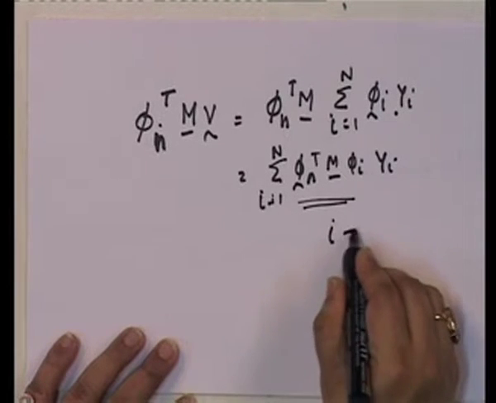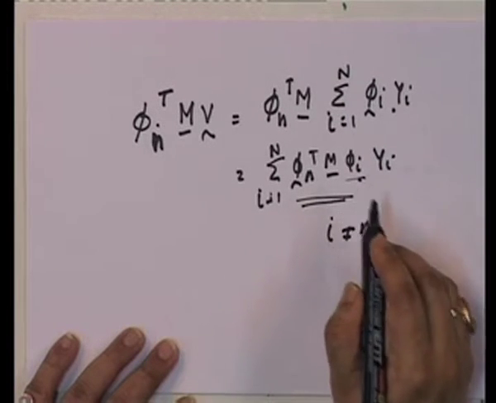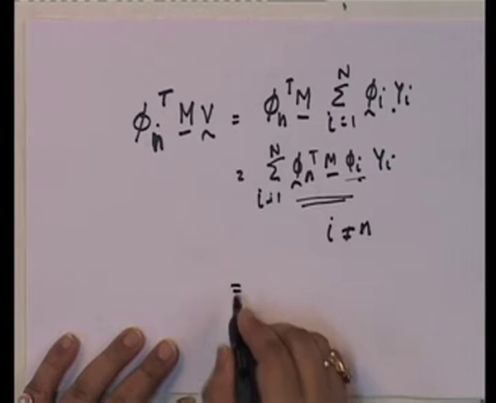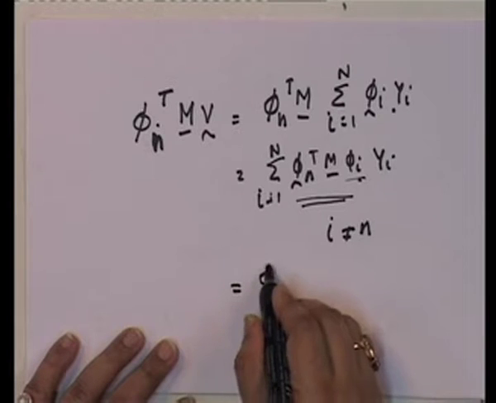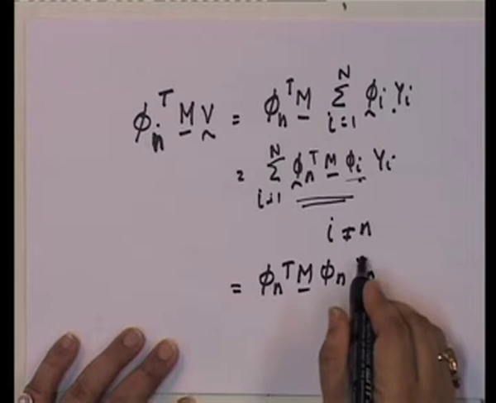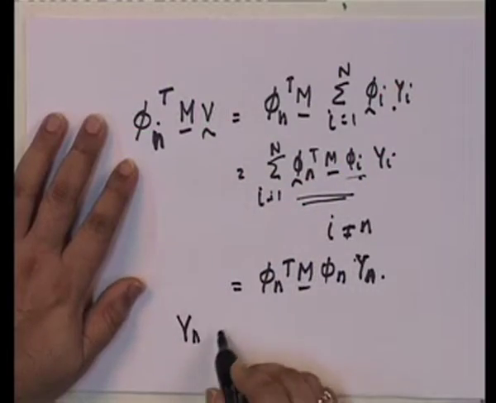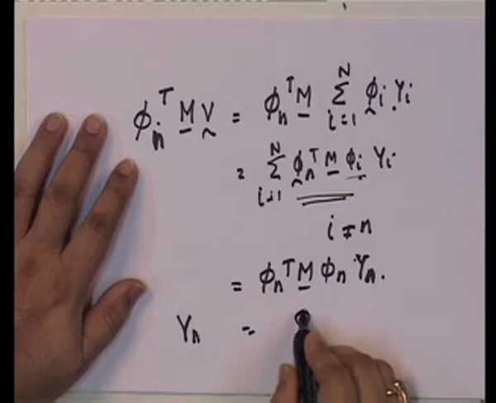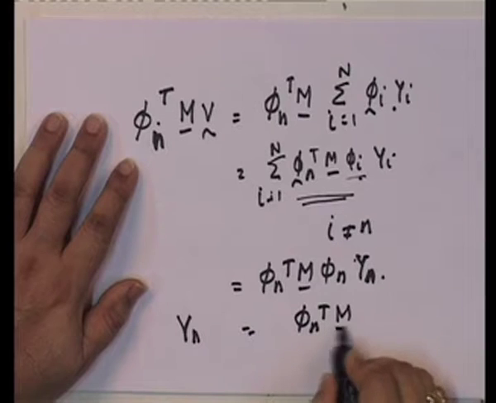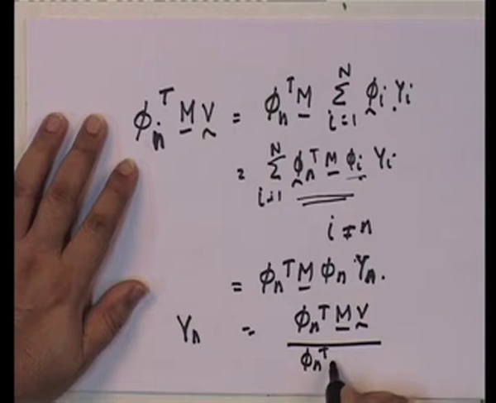This we know that if i is not equal to n, this is equal to 0. Okay? This is equal to 0. So, therefore, what does this become? This then becomes the following: only the term phi n transpose m phi n and y n. Okay? So, now, what is the modal amplitude equal to? It is equal to phi n transpose m v upon phi n transpose m phi n.